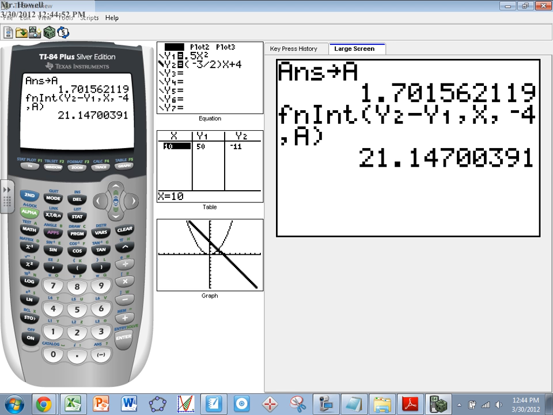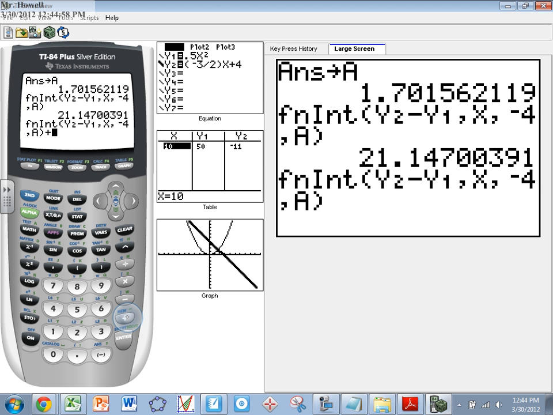So, you know what? Don't do that. Here's what you do. I'm going to press second enter to bring that up again. And then I'm going to press plus and do another FINT next to it. Do it all in one line of code. Let's go to math. Let's go to number 9 again. And we'll do another integral. But now we're switching up our integrals.